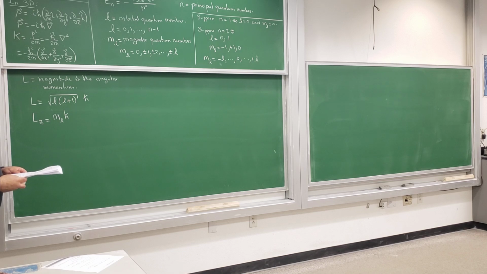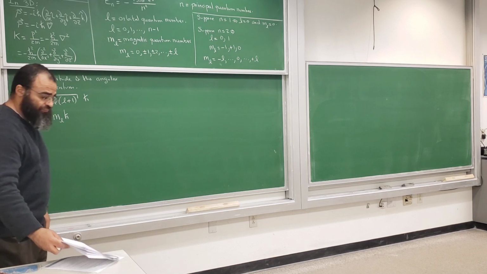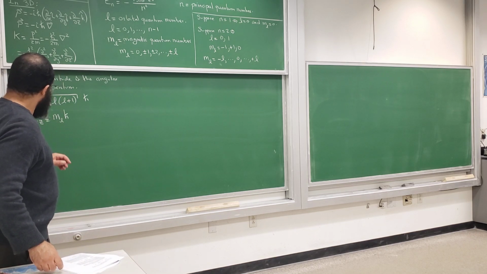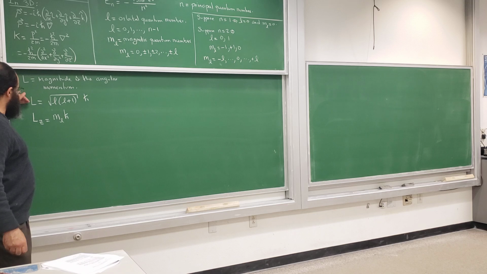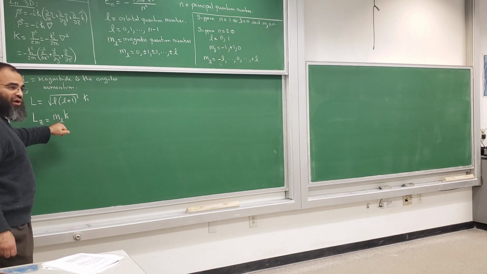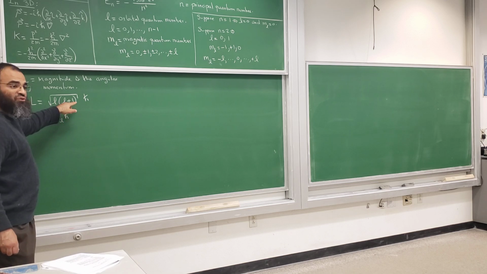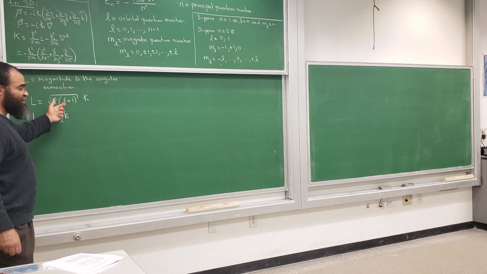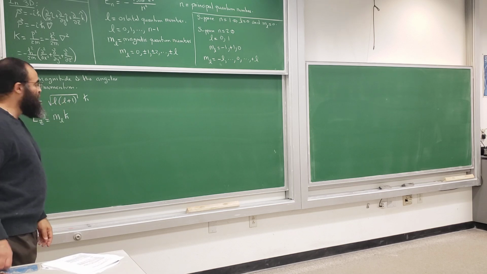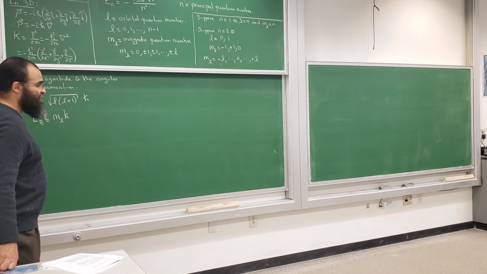Would it be different in the other ones? If it was Ly? No, if you choose the y-axis to be the chosen axis, then you would just have ml times h bar. Now, here's the thing. Lz, you will notice, will always be less than capital L. Because this one, at best, is going to be L times h bar. But this one is the square root of L times L plus 1, which is always greater than L.